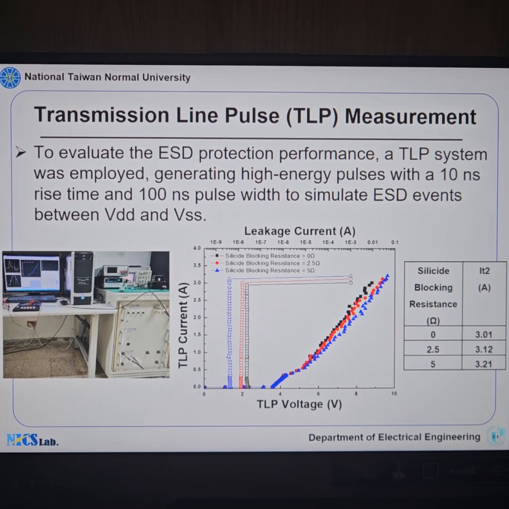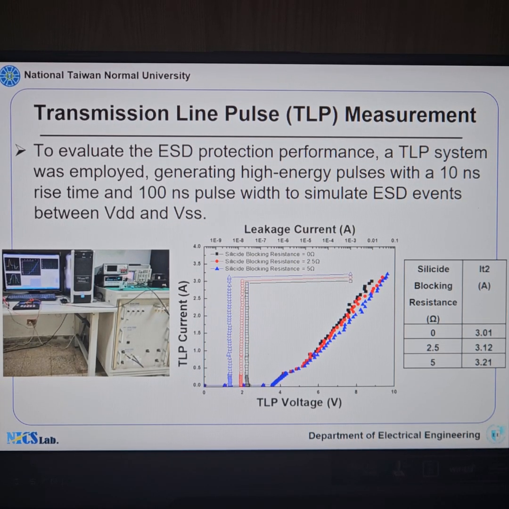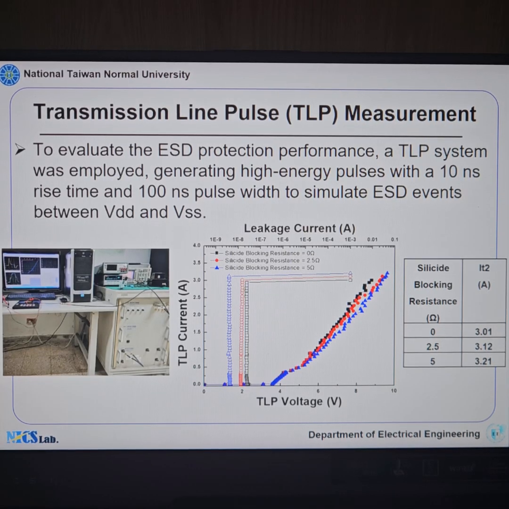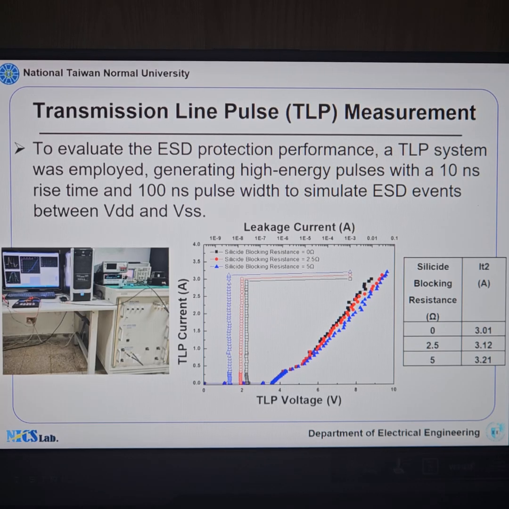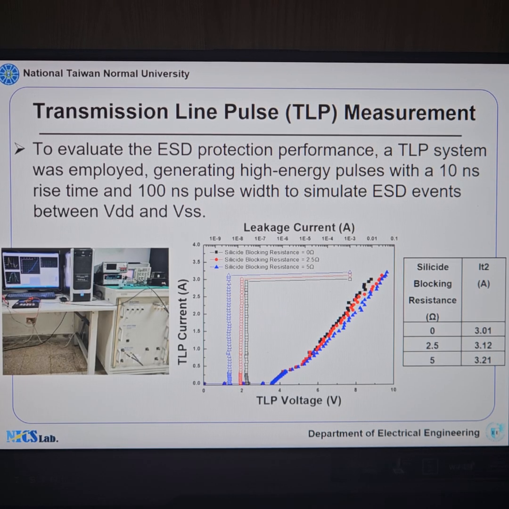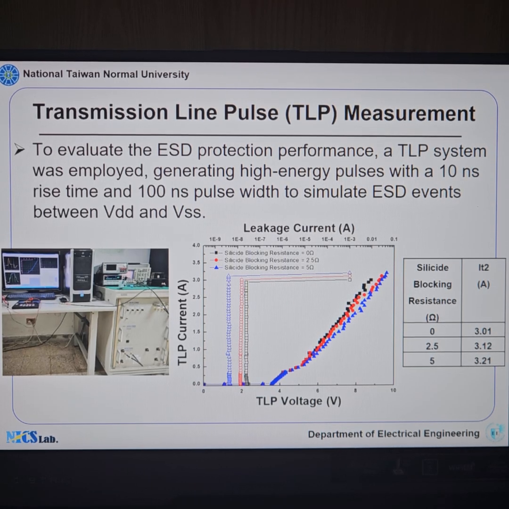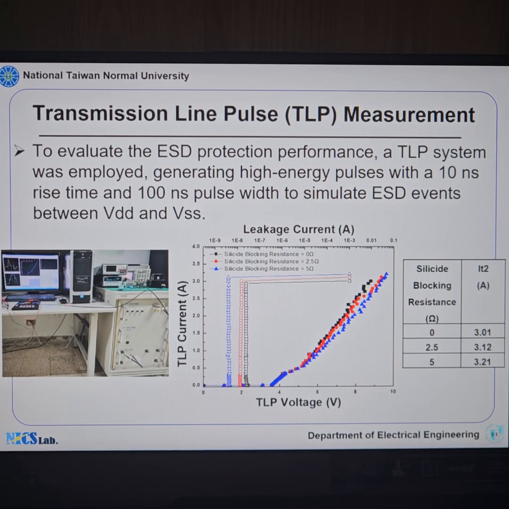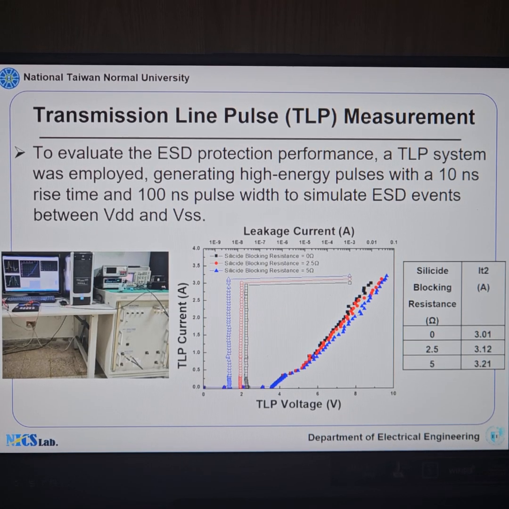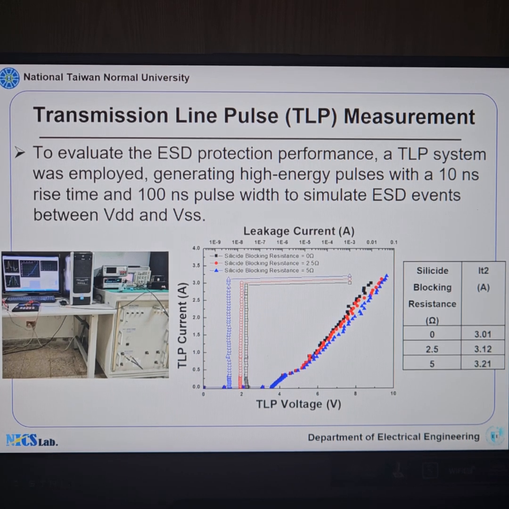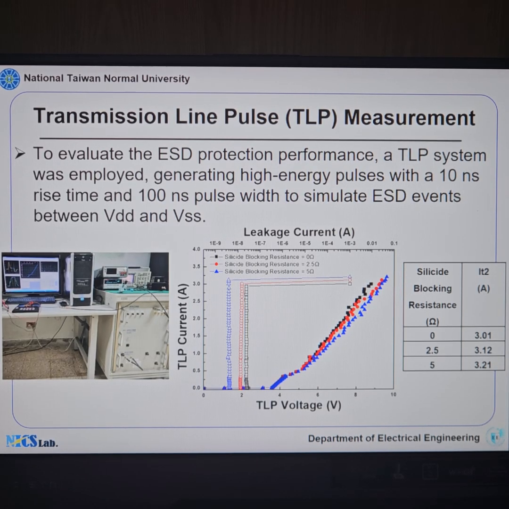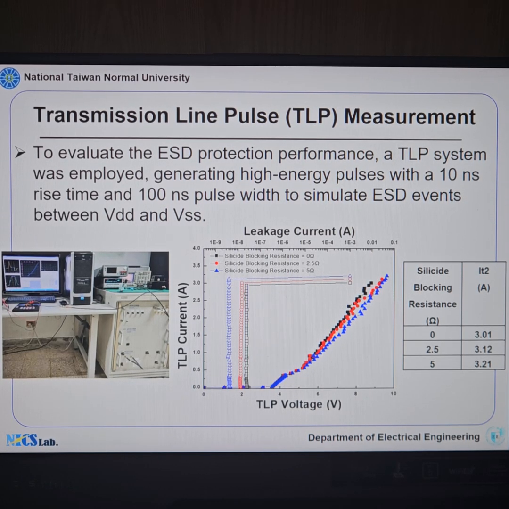We use a TLP system to simulate ESD events between VDD and VSS, generating pulses with 10 nanosecond rise time and 100 nanosecond width. The TLP IV curve shows It2 values of 3.01 amperes at 0 ohms, 3.12 amperes at 2.5 ohms, and 3.21 amperes at 5 ohms of silicide blocking resistance, demonstrating improved ESD robustness. Additionally, on-resistance increases with higher silicide blocking resistance, as observed in the measurements.